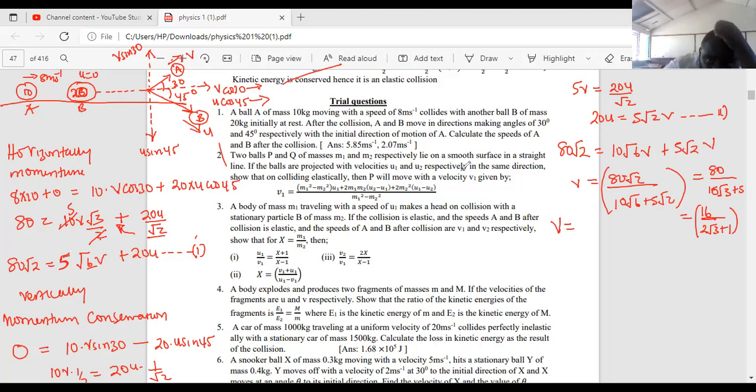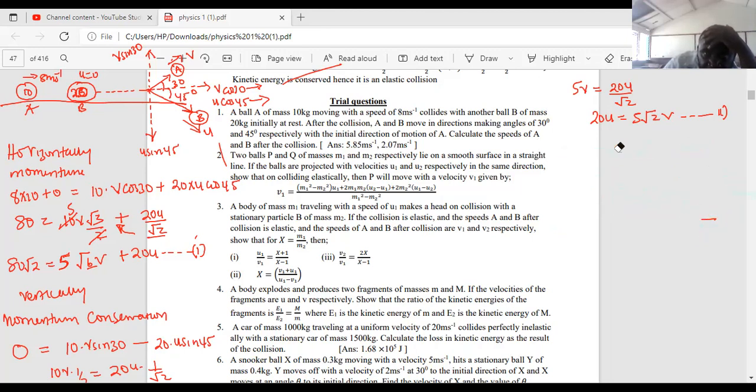This is a 5, eh? So if it is a 5, substitute here the 5. So this is a 5. Let me substitute all. So we are going to have 80 root 2 is going to be equal to 5 root of 6 v plus 20u, which is 5 root 2 v. The v will become 80 root 2 divided by 5 root of 6 plus 5 root of 2.